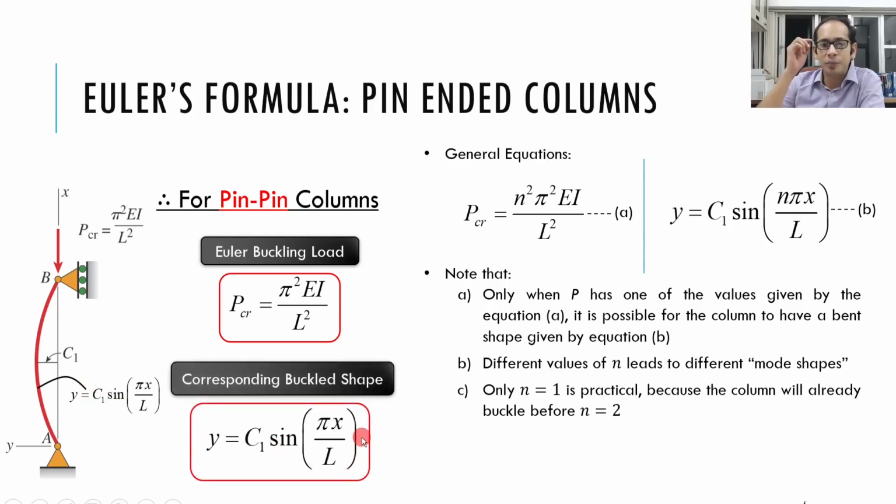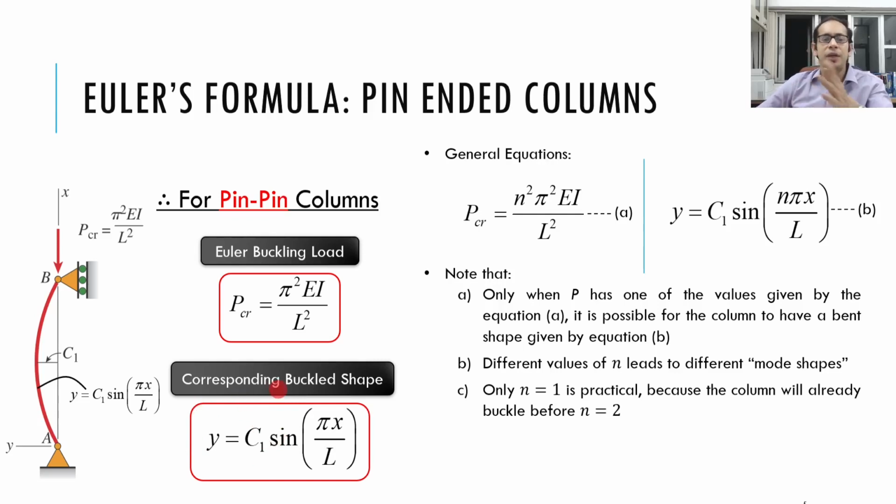Now it is very important and interesting to note that this constant C1 always is undetermined over here. It's also because of this phenomenon of buckling that C1 remains undetermined, but this is the overall equation for the buckled shape that you have within the beam over here.